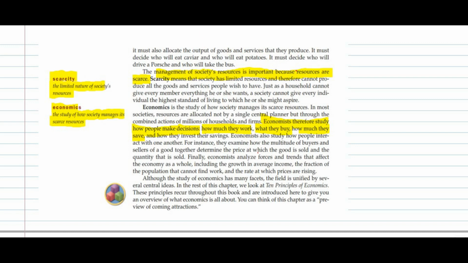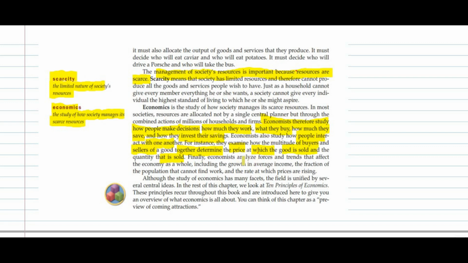Another factor which economists study is saving, how much people save. They also study the interaction between people with one another. For example, the buyers and the sellers of goods together determine the price at which the good is sold, and the quantity that is sold. So they also study this sort of interaction.